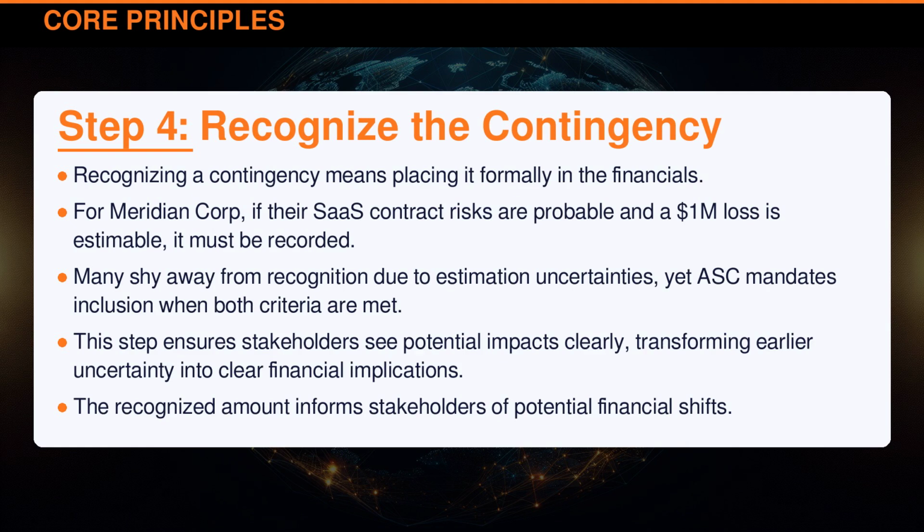Recognizing a contingency means placing it formally in the financials. For Meridian Corporation, if their SaaS contract risks are probable and a $1 million loss is estimable, it must be recorded. Many shy away from recognition due to estimation uncertainties, yet ASC mandates inclusion when both criteria are met. This step ensures stakeholders see potential impacts clearly, transforming earlier uncertainty into clear financial implications. The recognized amount informs stakeholders of potential financial shifts.